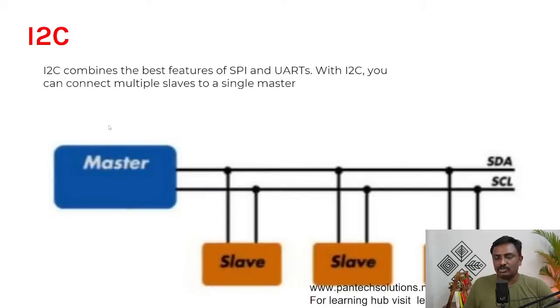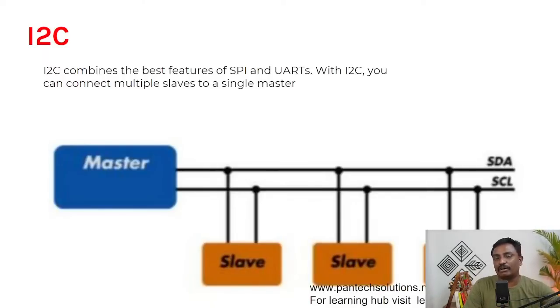Whereas the I2C communication only uses two wires: one is serial clock, the other is serial data. So there are no chip select lines, but it can connect up to 1,000 devices. You can interface up to 1,000 devices, but it's half duplex with multiple masters and multiple slaves. This protocol has a bus arbitration. It means any device can act as a master and any device can act as a slave.